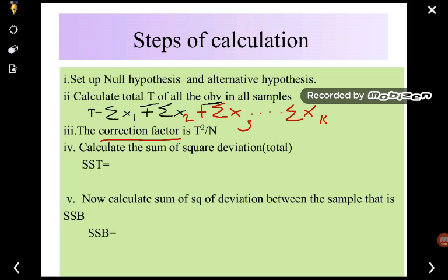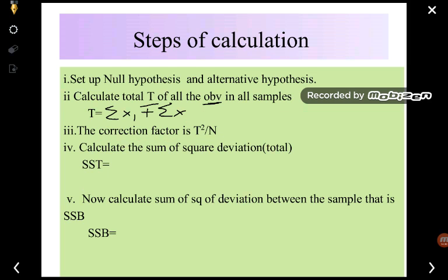Next, the third step, we have to find the correction factor. The correction factor can be calculated by T square by n. Next step is to calculate the sum of square deviation. The sum of square deviation is abbreviated as SS and capital T, that is SST.